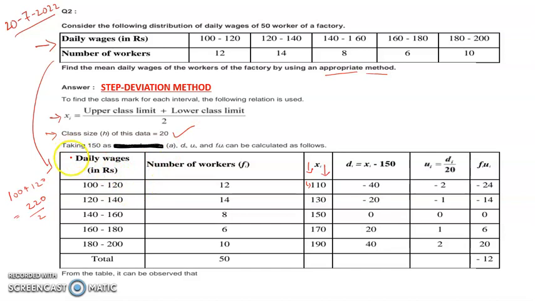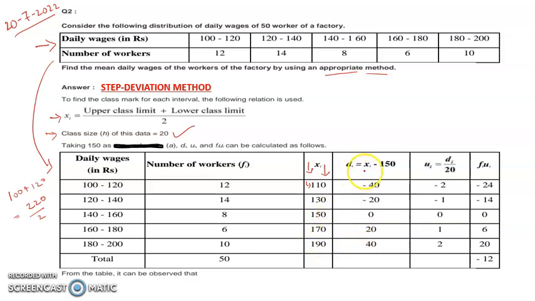Then taking 150 as a. See clearly in the figure I have written 150. You can clearly see that is the assumed mean. So our assumed mean is 150. So how to take this value of the assumed mean? You can always take the center value. So there are two values above and two values below. So we are taking 150 as the assumed mean.